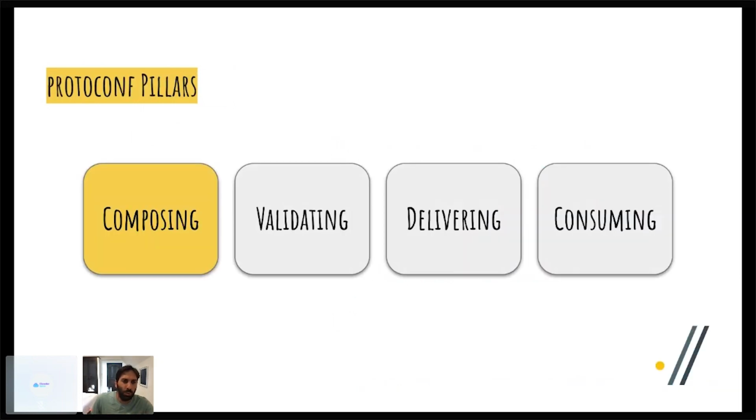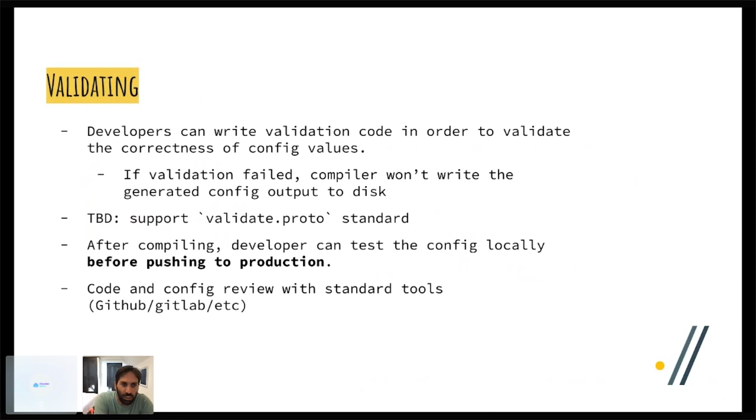So we talked about composing. Now let's talk about validating. The first thing Protoconf introduced for validation is the ability to write validation code, just like unit tests. You write code that says, okay, this config produced is okay or not okay. And if it's not okay, it will never be written out. So you don't risk creating an invalid configuration. We'll see in a minute how it looks.